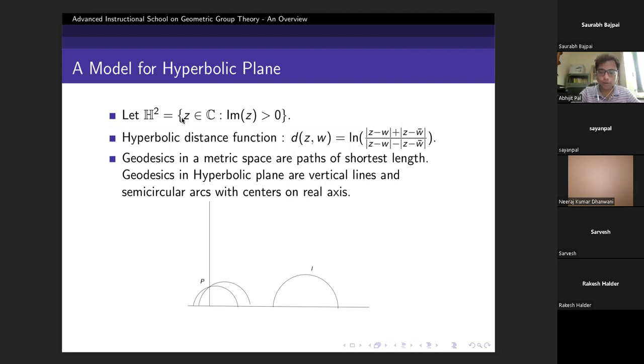So now if straight lines are replaced by geodesics, and the plane is replaced by this upper half plane. Take a point P and a geodesic L which is not passing through P. There exist infinitely many geodesics passing through P which do not intersect L.